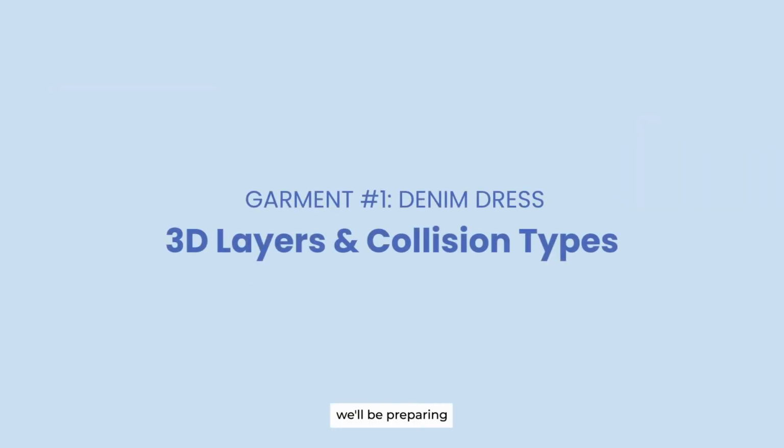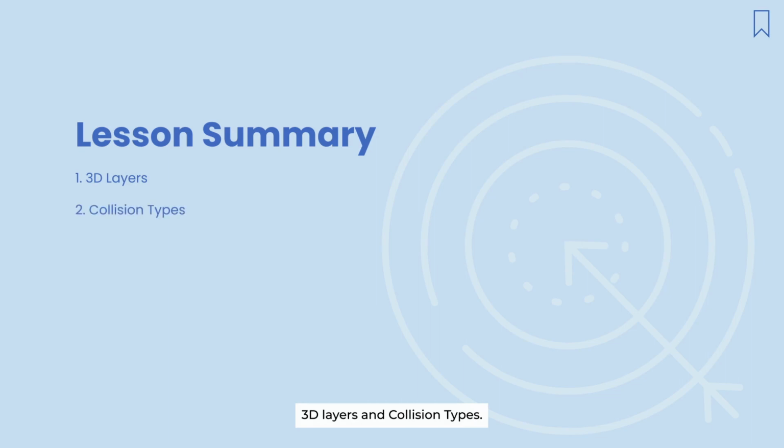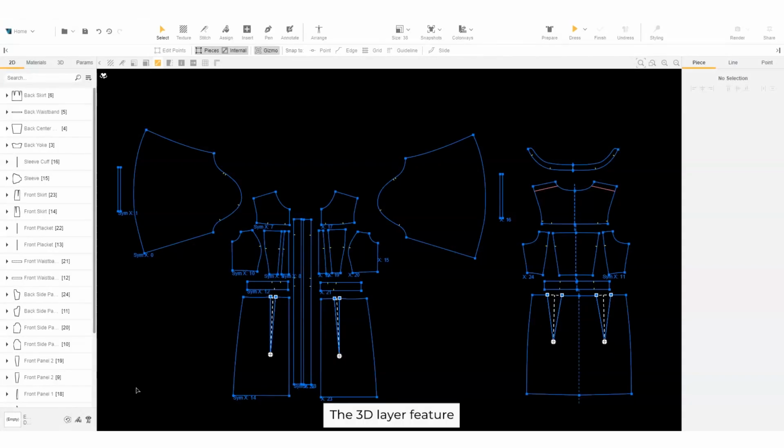In this video, we'll be preparing pattern pieces for simulation. We will cover the following: 3D layers and collision types. The 3D layer feature allows you to organize and manage pattern pieces with a stacking order. This feature is useful when working with garments that have multiple pieces stacked on top of one another, such as patch pockets, plackets, and cuffs.